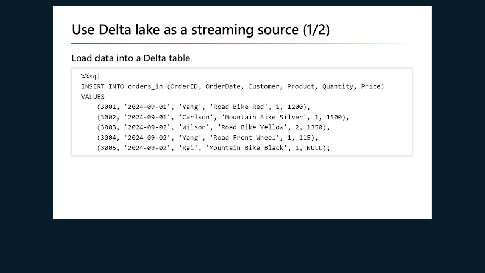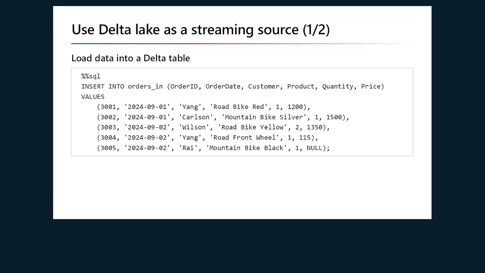You can then query the table to see the latest streamed data, or you could read a Delta table as a streaming source, enabling near real-time reporting as new data is added to the table. In this example, a Delta table is created to store details of Internet sales orders. Here we see a hypothetical data stream of Internet orders is inserted into the orders_in table.